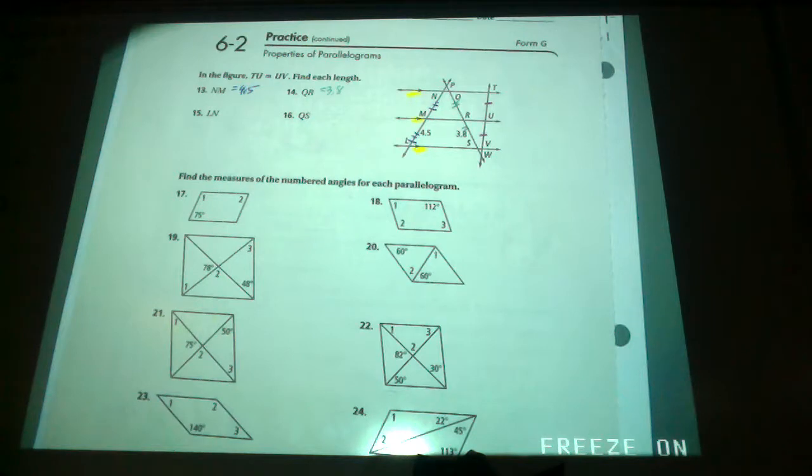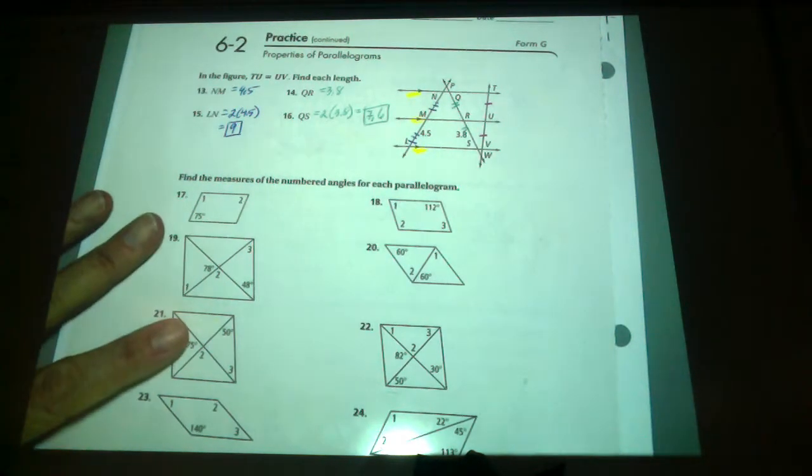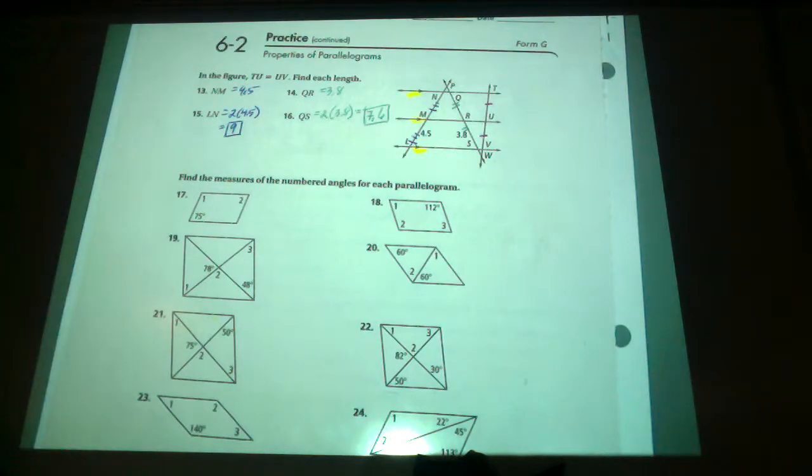What would you get for LN? What's the distance from L to N? What's 4.5 plus 4.5? 9. What's the distance from Q to S, number 16? 7.6. So you could have added 3.8 twice, or you could do what I put on there, just double it.